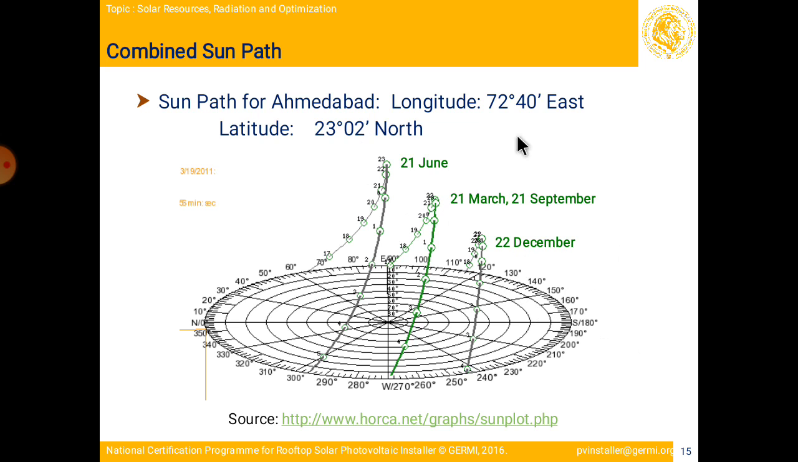So according to this we need to place our solar panel so that it will give the maximum output. This is the sun path of Ahmedabad, which is showing that the longitude is 72.40 east and the latitude is 23.02. So this is the angle that we are going to use for the placement of the solar panel for the maximum efficiency.